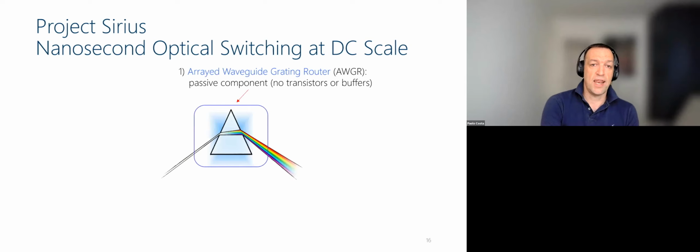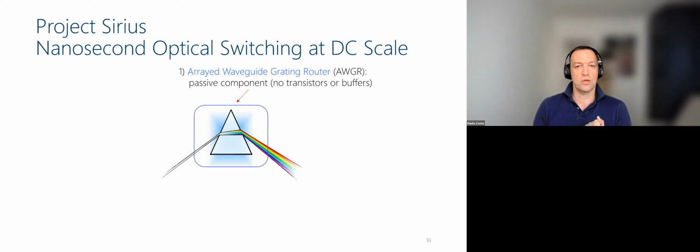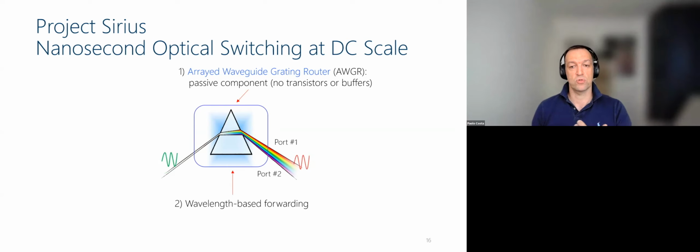At a high level, the technology that we use to do the switching is called wavelength switching, and it's very simple. It's based on two components. The first one is called an AWGR, but despite the fancy name, the principle is very simple. It's a passive component. You can think of it like a piece of glass. There are no transistors or buffers or power going in, but it has the property, like a prism, that depending on the wavelength or the color of the signal coming in, it would be deflected or routed onto a different port. So for example, if I send a red pulse, it would go on port one, and if I send a green one, it would go on port two.